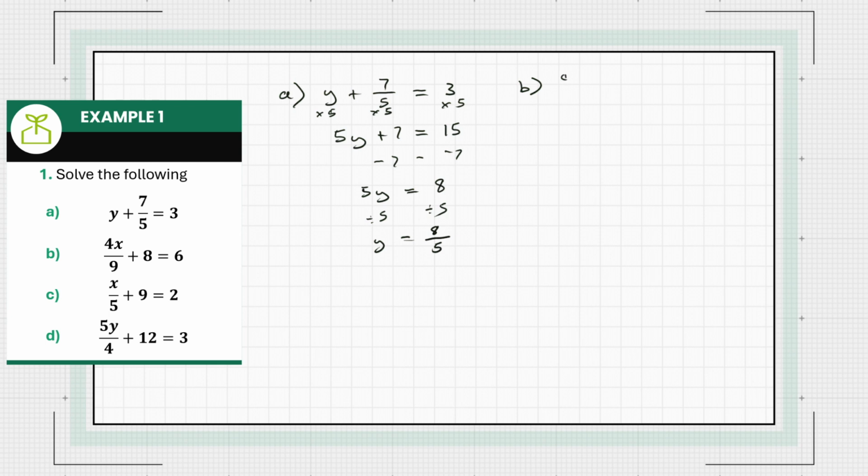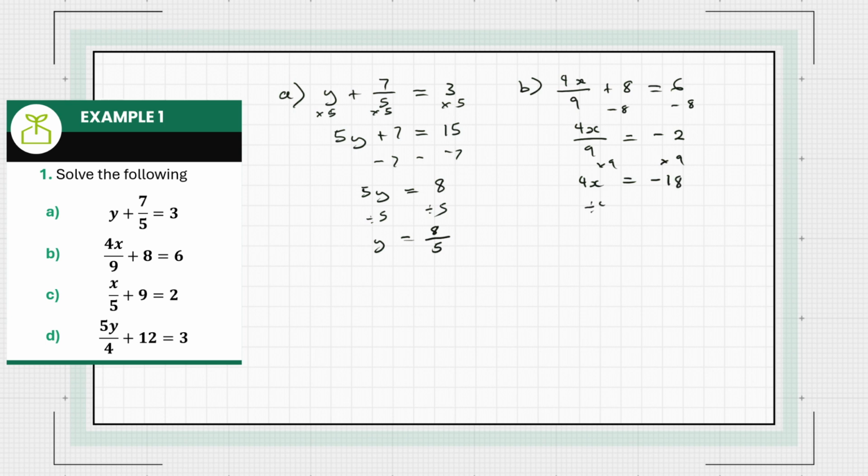Let's look at B. We have 4x over 9 plus 8 is equal to 6. Alright, let's get rid of the 8. So we're just left with 4x over 9 is equal to negative 2. Take away 8 and take away 8. The next step is to multiply both sides by 9. So we end up with 4x is equal to negative 2 times 9, which is negative 18.